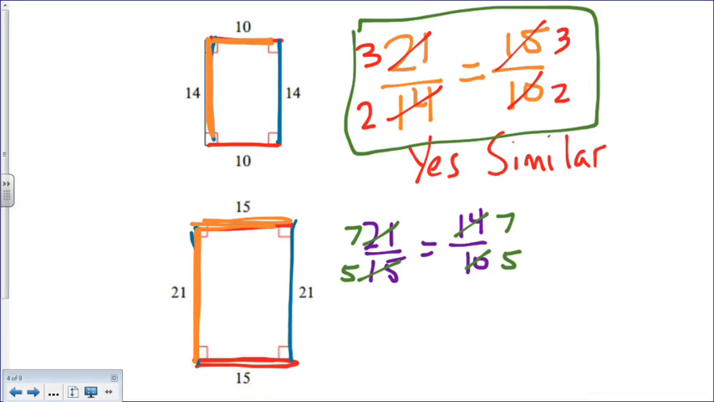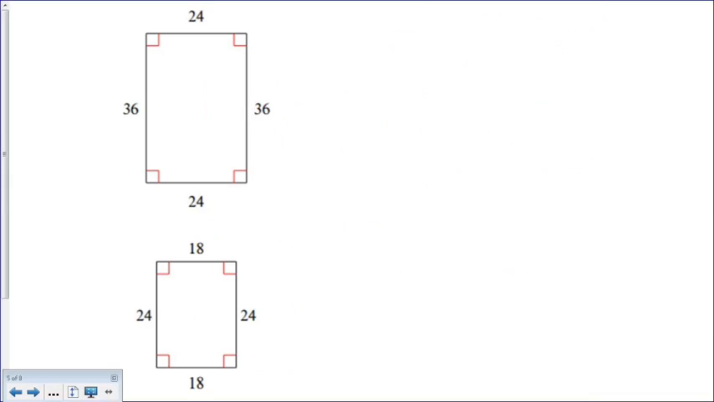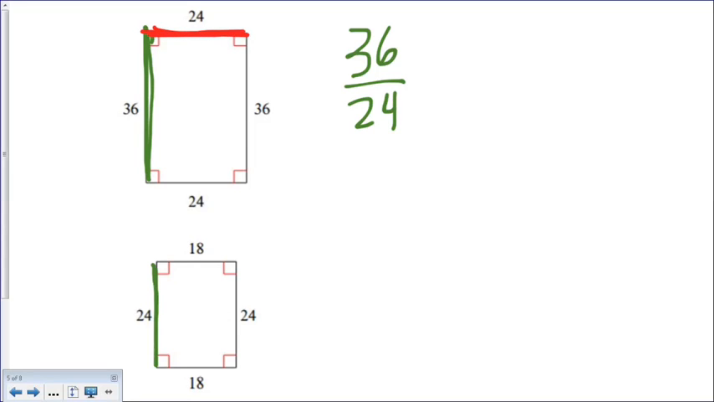Here's another example that we can do together. Looking at these rectangles, are these similar rectangles? Again, I'll compare the width here and the width here, and we'll do big to small again. So 36 over 24. Then I'll do the length, the big length, 24 over 18. I have to see if these fractions actually equal each other.